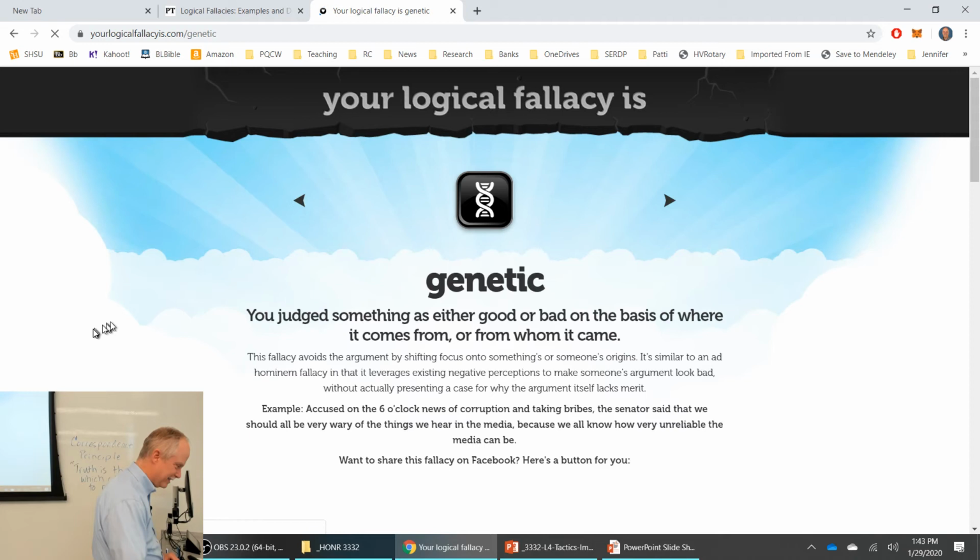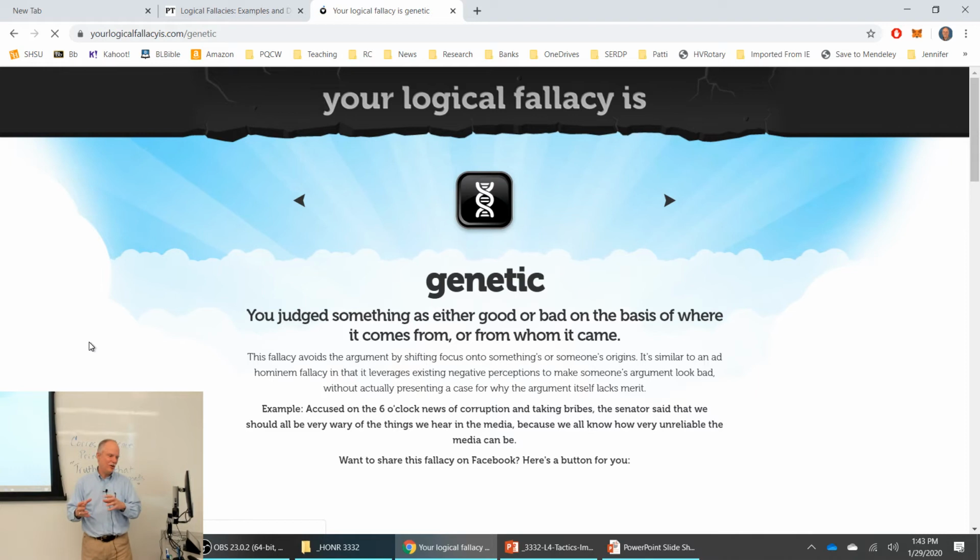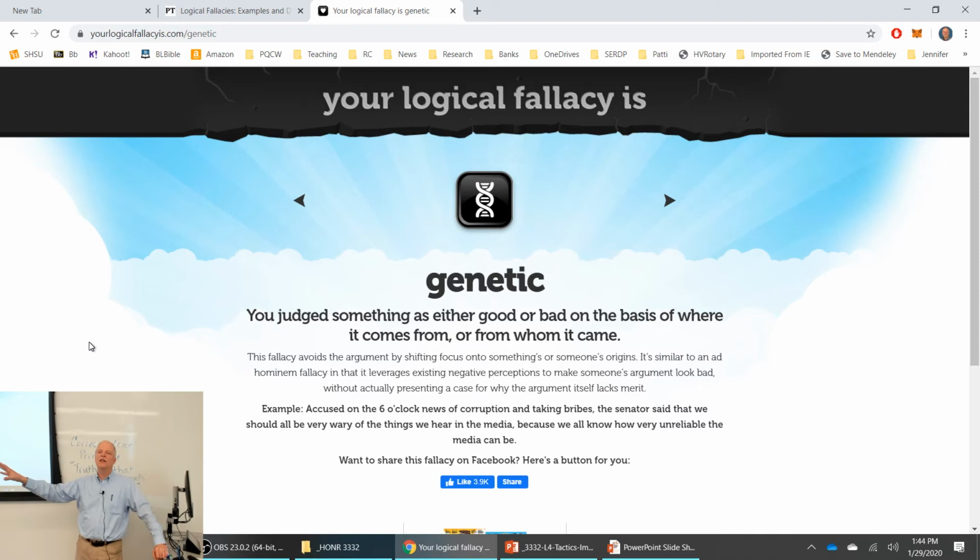And so you judge something as either good or bad on the basis of where it comes from or from whom it came from. So you're discounting an argument just because of who's giving that argument. Do we do this? Yeah. So try to think of an example where you've done this or you've seen it done. Just because somebody's making this argument and you don't like that person or you don't like that source of information, therefore it's false. And you haven't dealt with the facts of the argument.